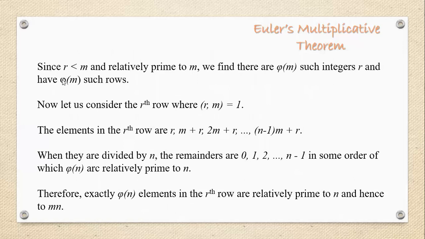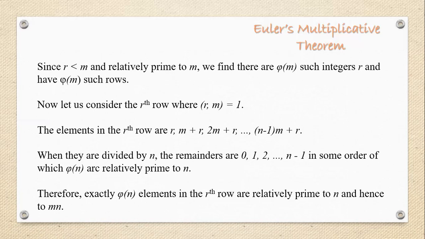Next. So finally, what are we going to prove? After taking this, since r is less than m and relatively prime to m, we find there are phi of m such integers and phi of m such rows. What is the meaning of phi of m? In our last class itself, I clearly mentioned phi of tau, phi of sigma like that. That is the number of elements. So here, how many elements are there in m? How many rows are available up to the mth row? We are going to find out.